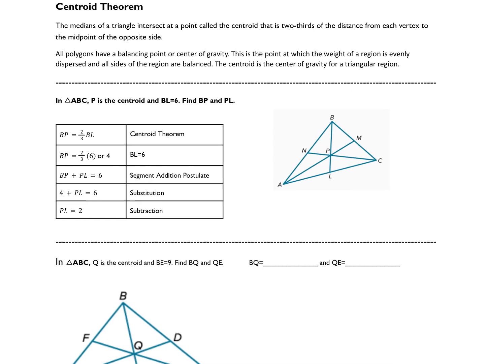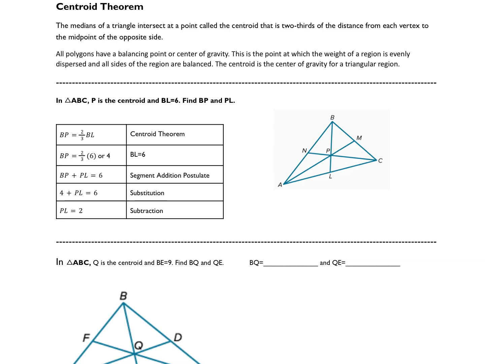In triangle ABC, point P is the centroid, and we are told that segment BL is 6 units long. So we're asked to find BP and PL. Well, I know that BP is equal to 2/3 of the length of BL because of the centroid theorem, because the centroid is 2/3 of the distance from the vertex to the midpoint. So because BP is 2/3 of BL, we can substitute in what we know BL to be, which is 6, and do 2/3 of 6, which is 4.